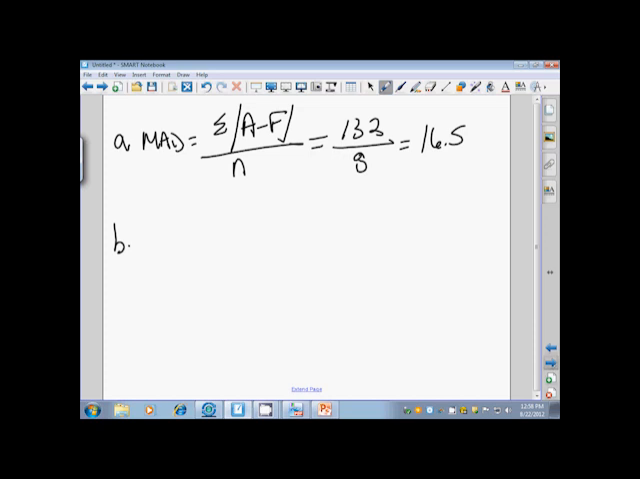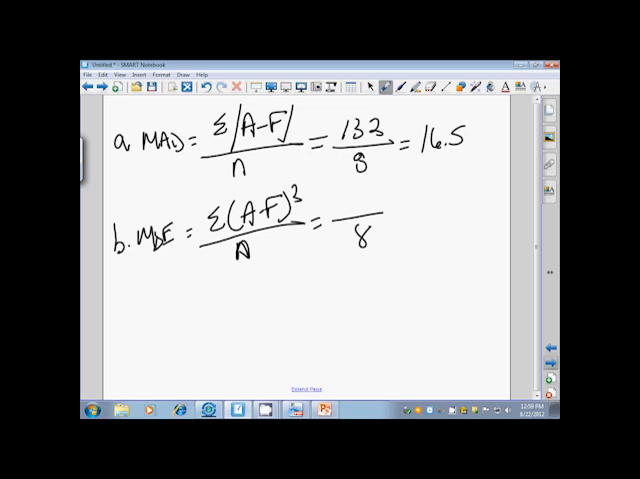Looking at B, the mean squared error, what are we going to do? We're going to take the sum of the actual minus the forecasted in each week that we've squared and divide by N. Remember we said our N was 8, the number of weeks has not changed, but how do we find that sum of A minus F squared?